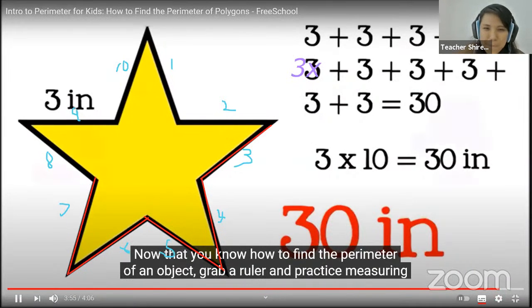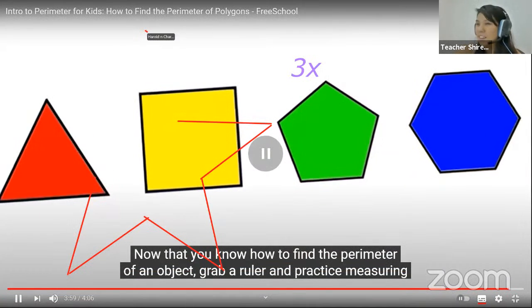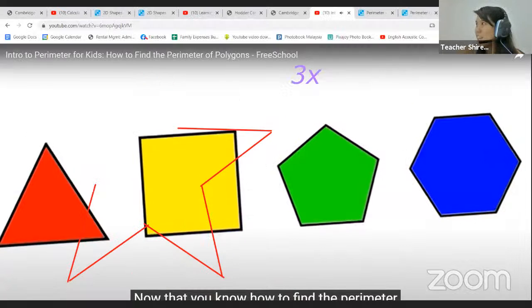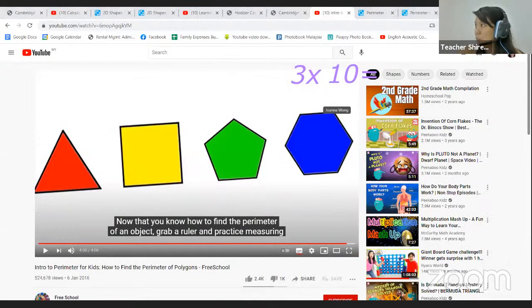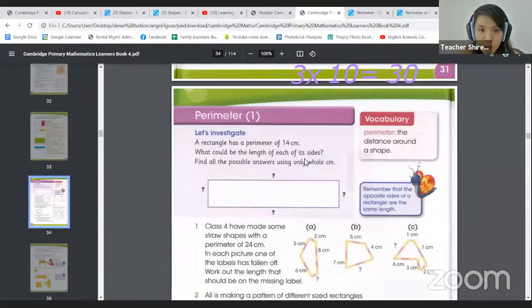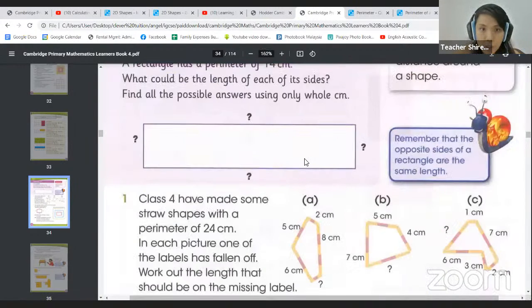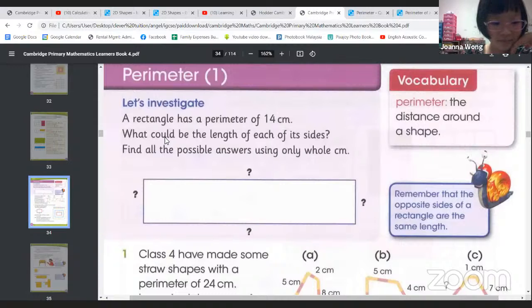Now that you know how to find the perimeter of an object, grab a ruler and practice measuring. Are you ready? So this is what we're going to focus on right now: how to do the perimeter. Let's go back to your textbook first, just for a quick one before we go into some games. We'll do some basic ones first.